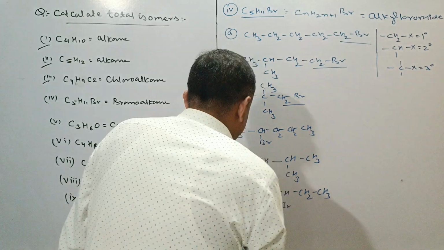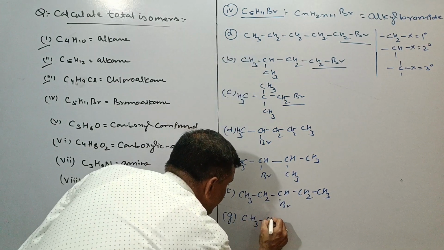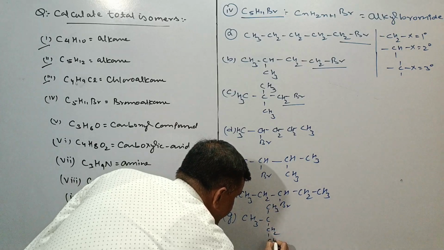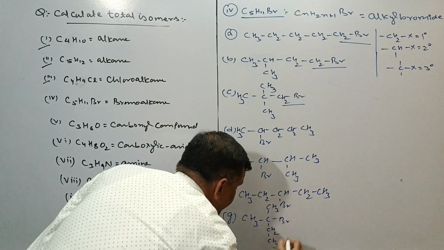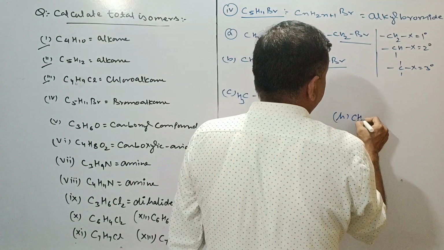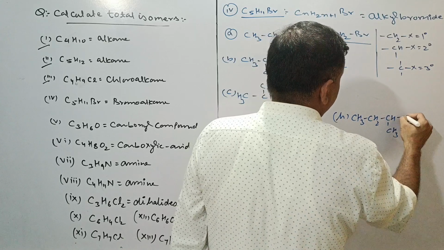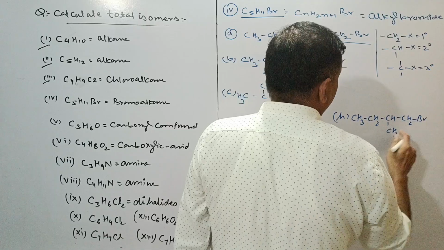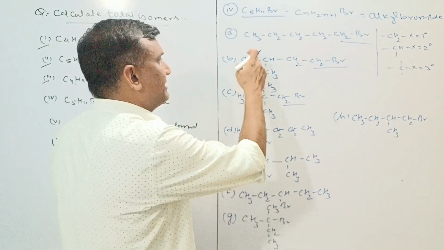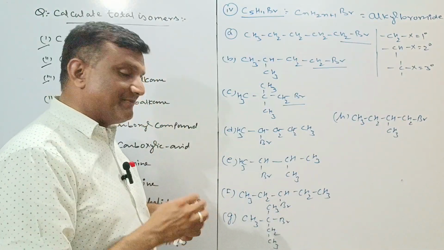Seventh is your G, that is your 3 degree, C, CH3, CH2, CH3, and this is the Br. And H isomer will be your primary. This is the CH3, CH2Br. 1, 2, 3, 4, 5, 6, 7, 8 will be the isomers for the C5H11Br.